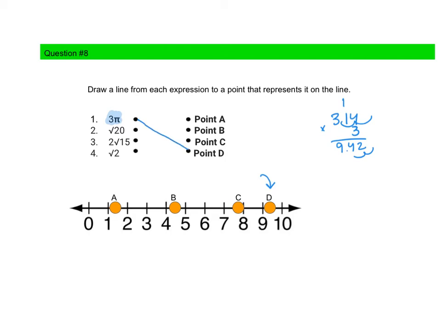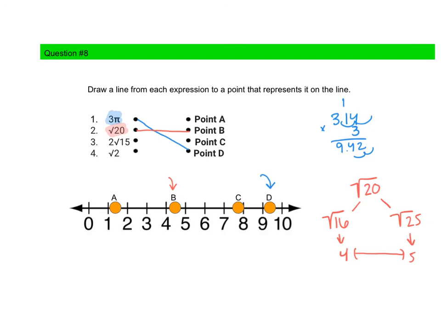Okay. Next, I have the square root of 20. Well, that's not a perfect square, but I know it comes in between 2 perfect squares, right? The one that comes right before it is the square root of 16. The one that comes right after it is the square root of 25. And these numbers equal 4 and 5. So the square root of 20 is somewhere in between 4 and 5. Is there any point that's in between 4 and 5? Yeah, this point B is directly in between 4 and 5. So this is representing point B.